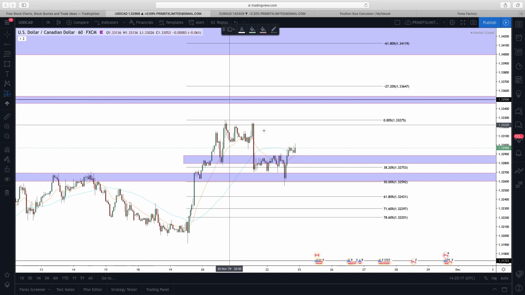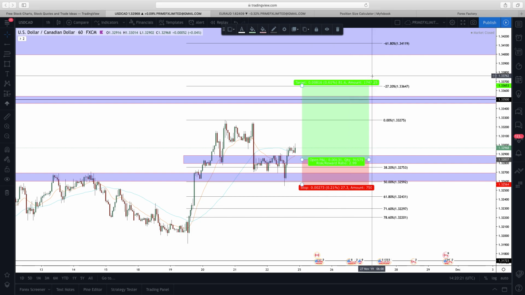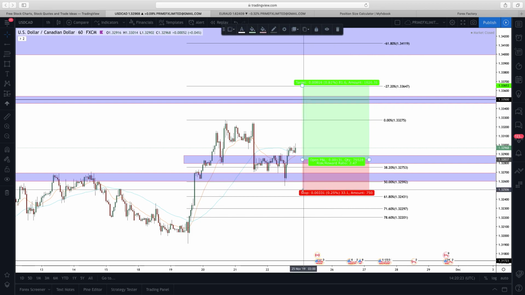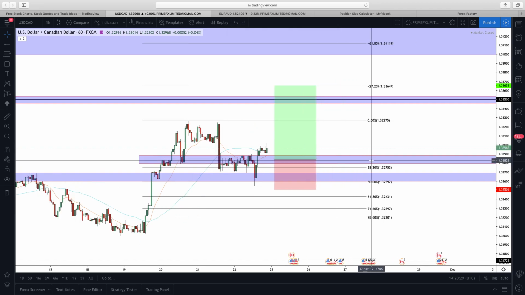So for example, let's just say that I've taken the trade. I've taken the trade and my target is 81 pips and my stop is just below here. So let's just say 33.1. How do I know what lot size to put on? Okay, this is very important. How do you know which lot size to use?